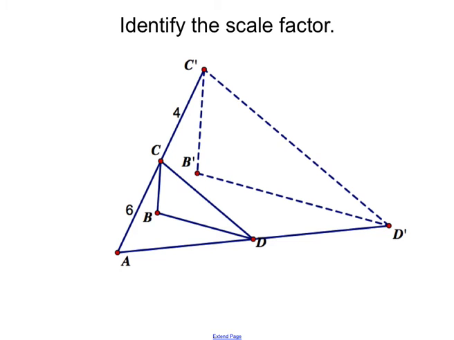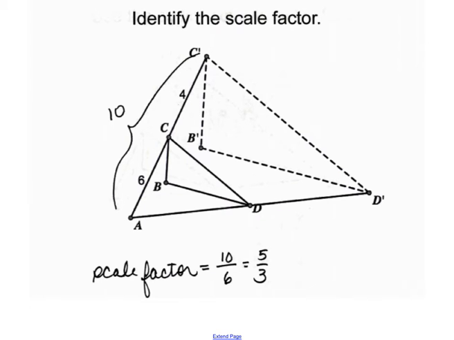The next thing I want you to do is identify the scale factor. Press pause and think about it, and when you're done, press play. Well, the scale factor is the distance from my center, C, to the image, C prime, over the distance from C to the pre-image, A. So it was 10 over 6, which reduces to 5/3.